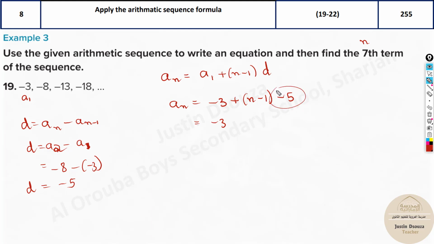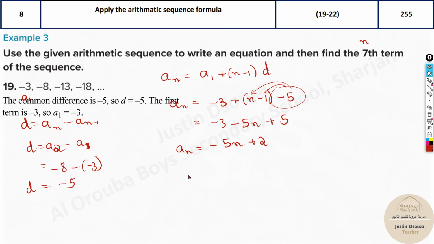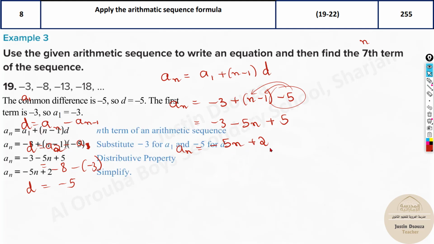Now, we can simplify it further. Distributive property, this minus 5 is multiplied with both terms. See, it will be minus 5n plus 5. Why? Because minus 5 times n, and minus 5 times minus 1 will be plus 5. The answer over here will be minus 5n plus 5 minus 3, which is plus 2. This is the nth term. So if they ask you just to write an equation, this will be the answer: minus 5n plus 2.